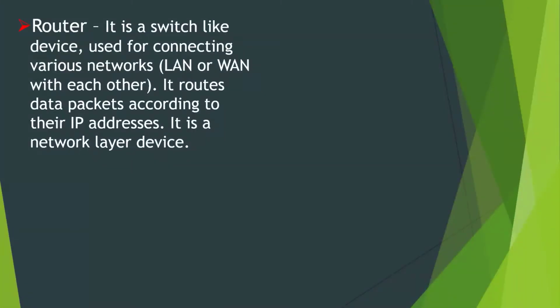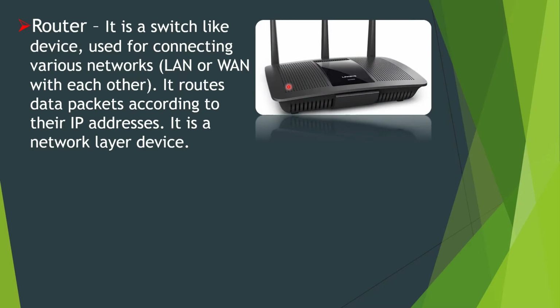Router. Router is another network device which is just like a switch. It is used for connecting various networks, LAN or WAN, with each other. It routes the data packets according to their IP addresses. It is a network layer device. As you can see, it is a router.